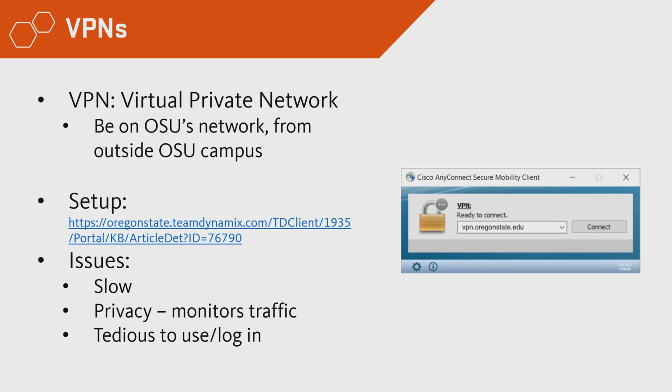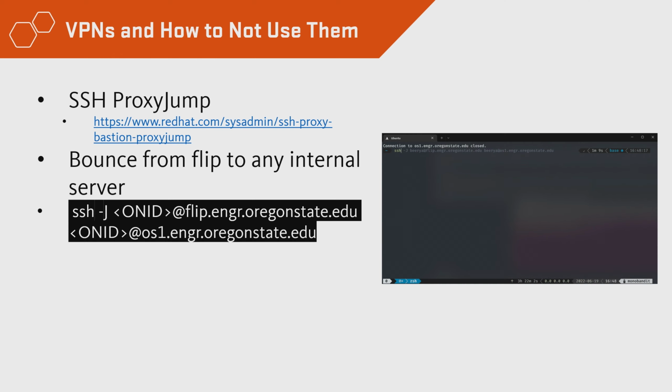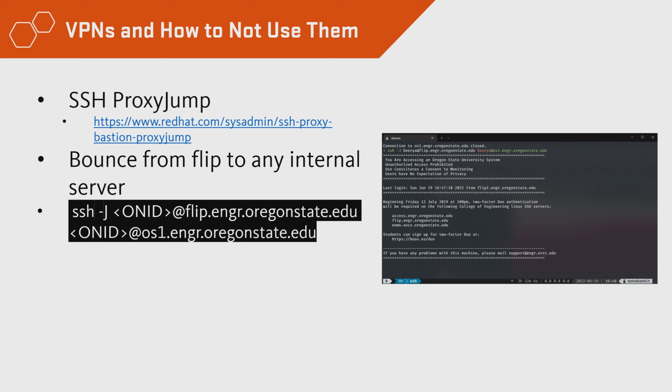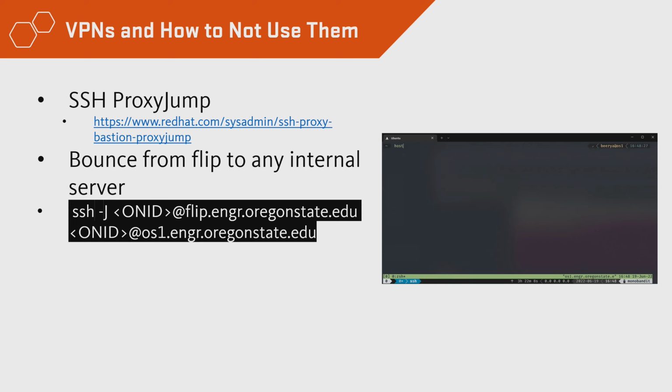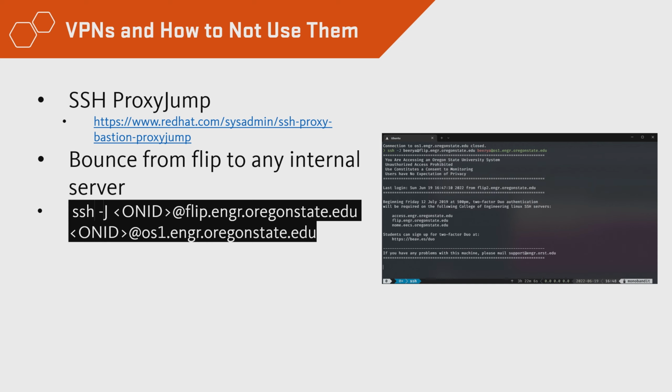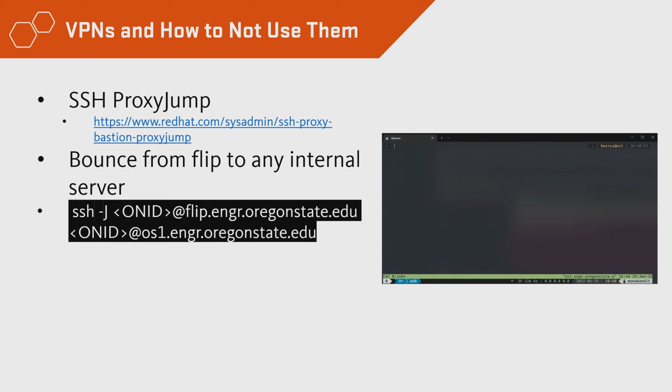And that's where proxy jump comes in. Proxy jump is great, and it is just a one-line command that lets you do exactly what I was talking about earlier, which is I go from my network, I SSH to Flip, and then I SSH to whatever other server I'm trying to hit. It is quite literally as simple as typing SSH, using the -J flag to specify what your middleman is going to be, typing the username at flip.engr, and then typing the server you're actually trying to hit.